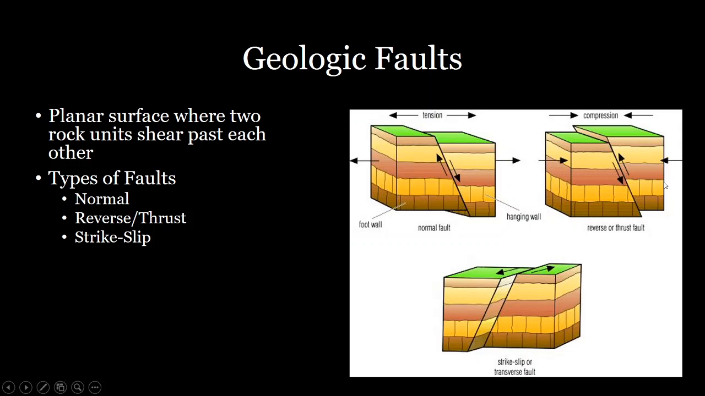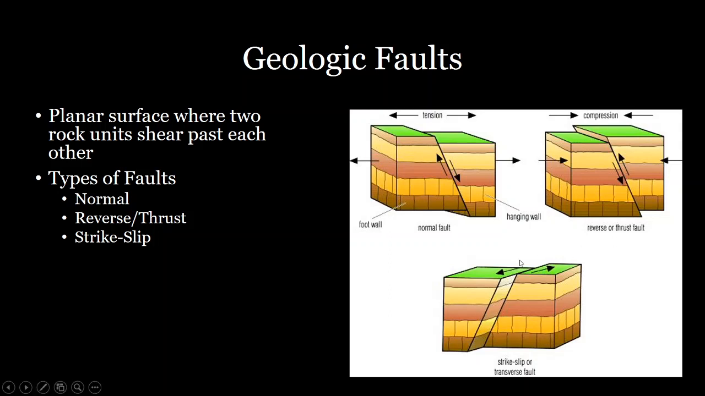And so you have this layer here that gets pushed upwards due to compression of the rock. You can see these arrows here indicating that this rock is being pushed together, and therefore this hanging wall is being moved upwards, and the foot wall is moving downwards. So we call it a reverse fault when that angle tends to be fairly steep, and a thrust fault when that angle is fairly shallow. And so normal faults and reverse faults are kind of the opposites of each other.